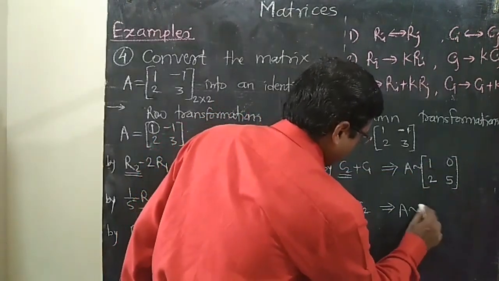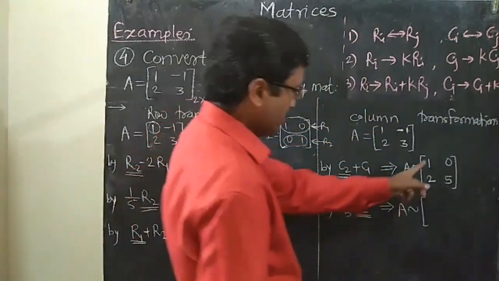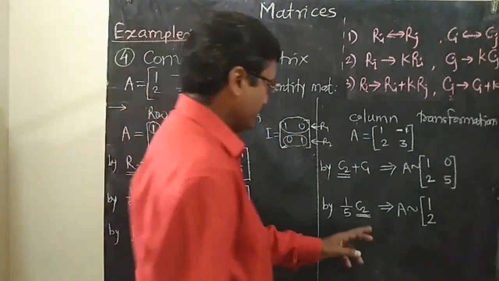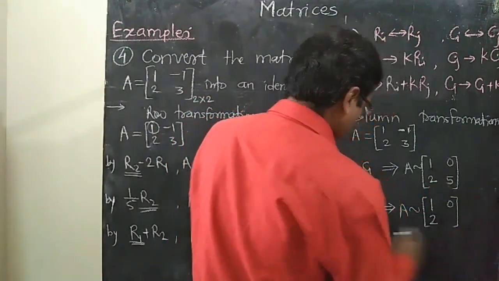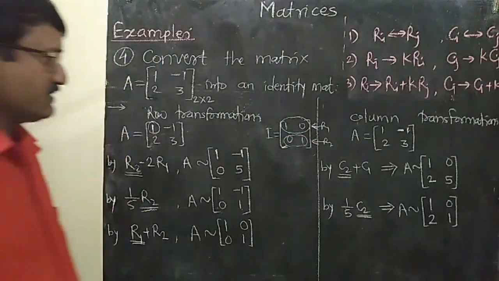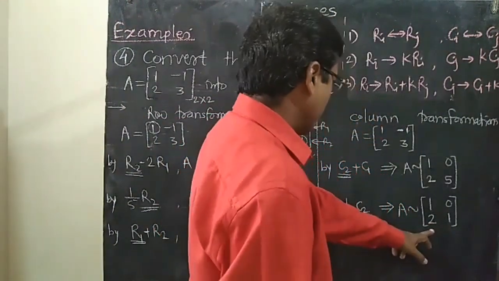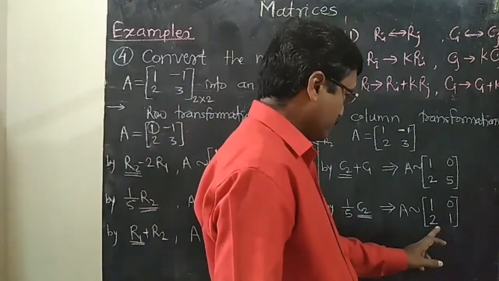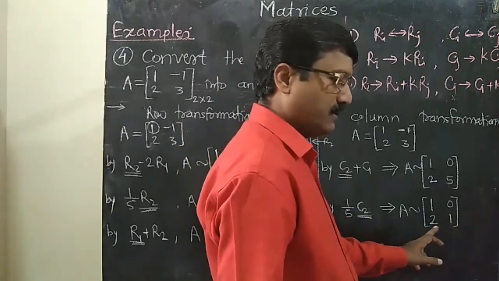So we get A equivalent to, we are changing the second column, so no change in the first column; the first column remains as it is. Next, in the second column we are multiplying each element by 1 by 5, so 1 by 5 into 0 is 0, and 1 by 5 into 5 is 1. So we get the required last element 1. Now we want to change this element, the second row first column element 2. For that, here is 1, so this is the first column.